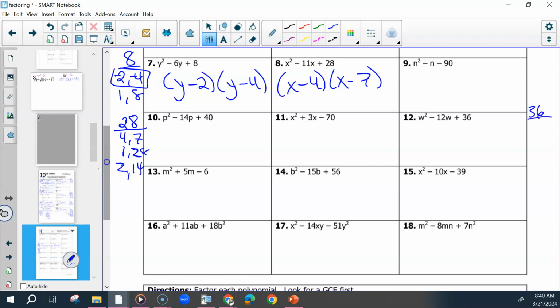Factors of 36. 18 and 2, 12 and 3, 6 and 6, 9 and 4, 1 and 36. And then which of those could we add or subtract to get negative 12? Negative 6, negative 6. W minus 6 and W minus 6. Or because they're the same, you could write W minus 6 squared. Either or.